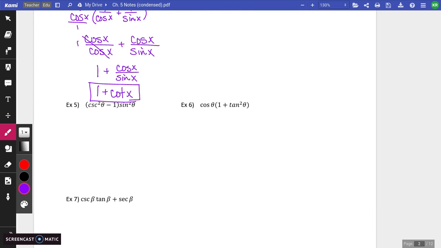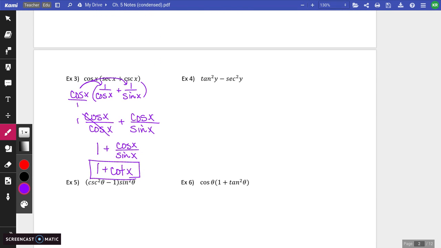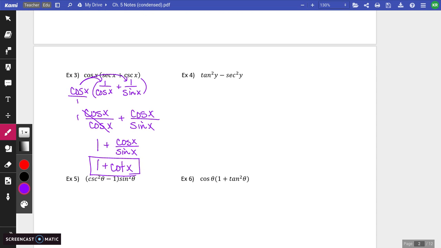I think we will stop there for the moment. We will have a second part to this, and then I will go through some more of these examples.